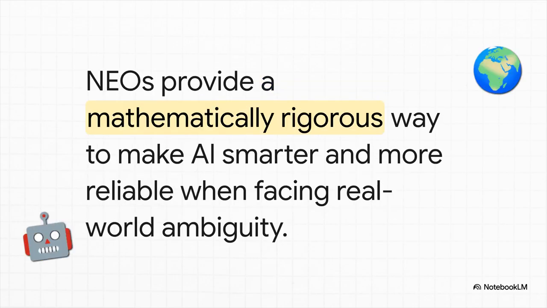All right, let's wrap this all up. If there's one thing you take away from all this, it should be this. Neural expectation operators, NEOs. They give us a mathematically solid, structurally guaranteed way to make AI not just smarter, but way more reliable, especially when it has to face the messy ambiguity of the real world.